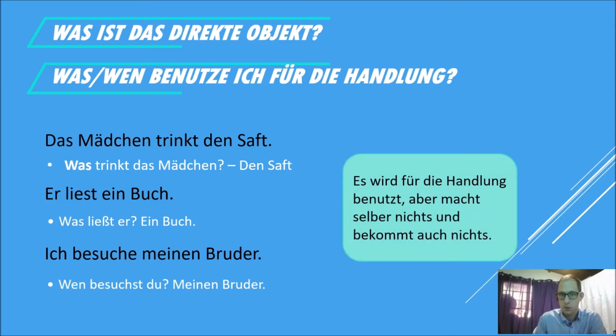Okay, so what we can recognize here is that we need this object for an action, to do something, but the object is not doing anything. It doesn't receive anything. That's very important because we will have this comparison later in the dative case, which we will see in the dative video. Okay, so the accusative is used or needed for an action, but doesn't do anything and doesn't get anything. Okay, very important.